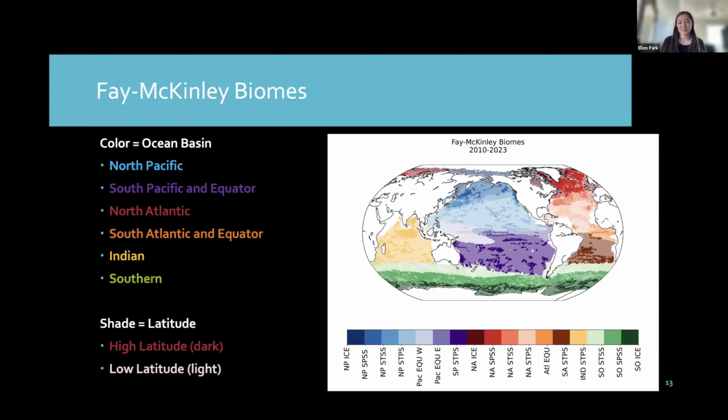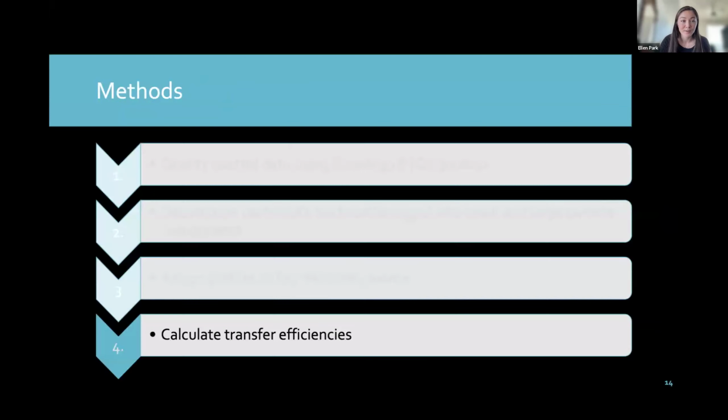I'm not going to go into much detail about what all of these different biomes mean, but just to get everyone oriented: each ocean basin is given a specific color, and then within each basin, the darker shades represent the higher latitudes and the lighter shades represent the lower latitudes.